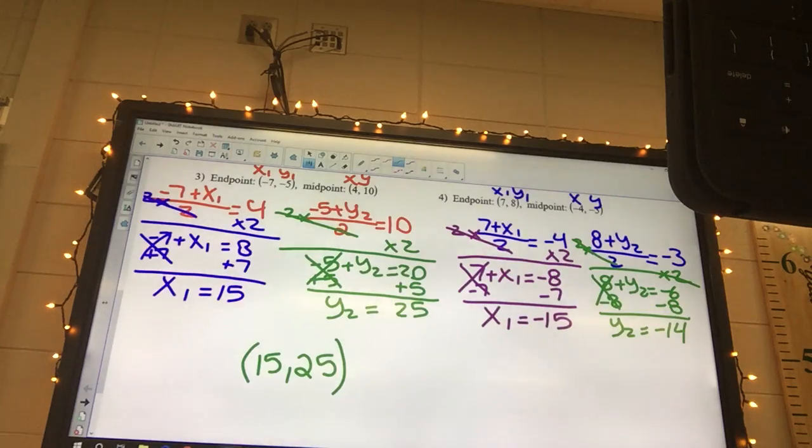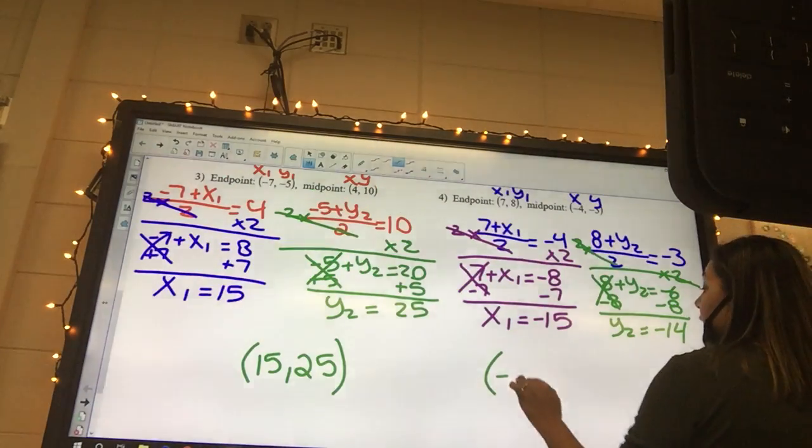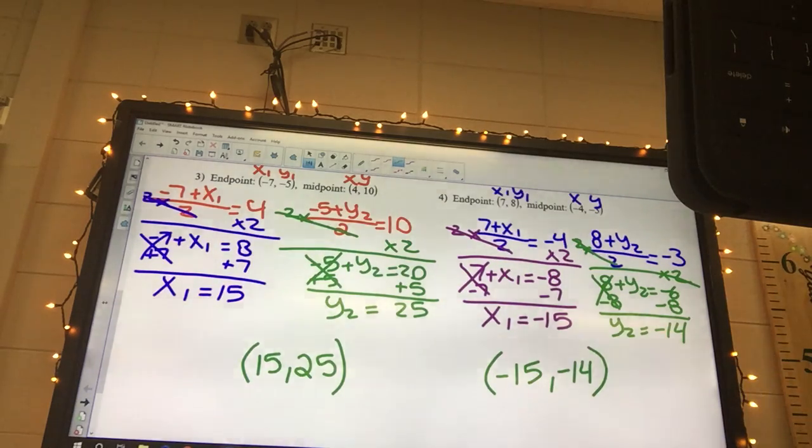Okay, so my x1 is negative 15 and my y2 is negative 14. So what's that going to look like in our coordinates? Negative 15 comma negative 14. Close. You guys are forgetting something. Parentheses. So it should read parenthesis negative 15 comma negative 14 close parenthesis. Because it's a coordinate, it should look like a coordinate.